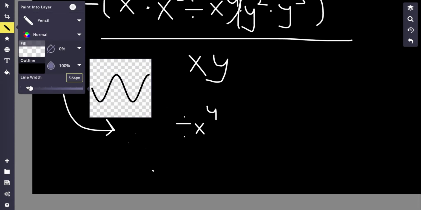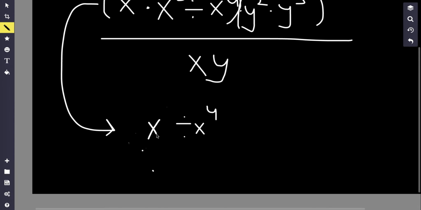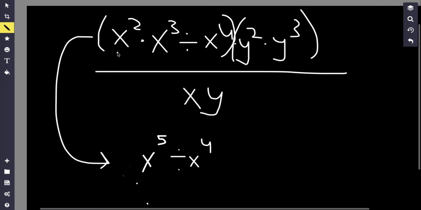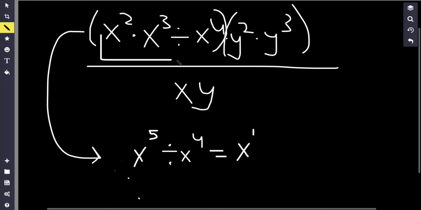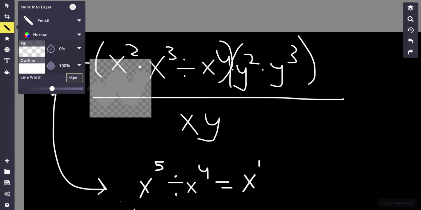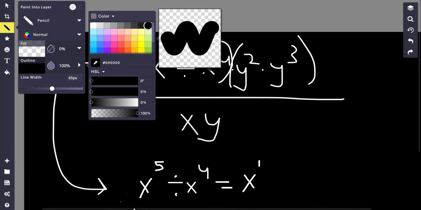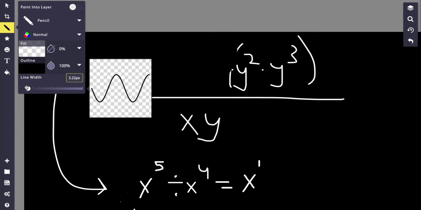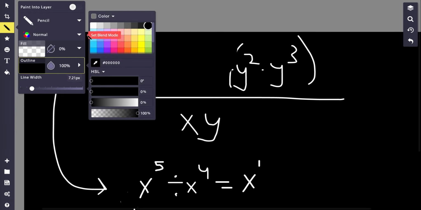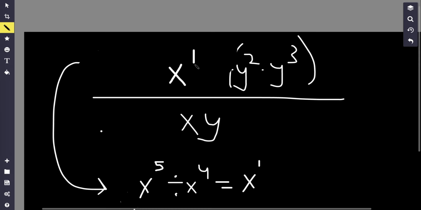And now we have x to the 5th power. So this whole thing right over here divided by x to the 4th power. And using the quotient rule, all we have to do is we keep the same base, so we are left with x, and we subtract the exponents. 5 minus 4 is equal to 1. So this whole thing right over here clears out to x to the 1st power. Let me just erase all of this. So this right over here is x to the 1st power.